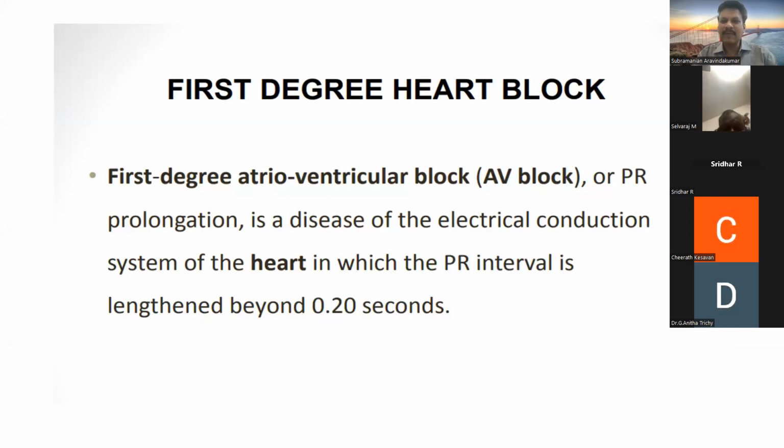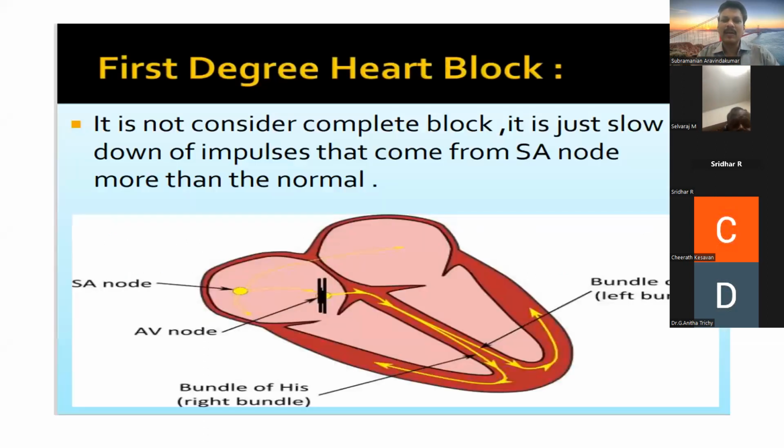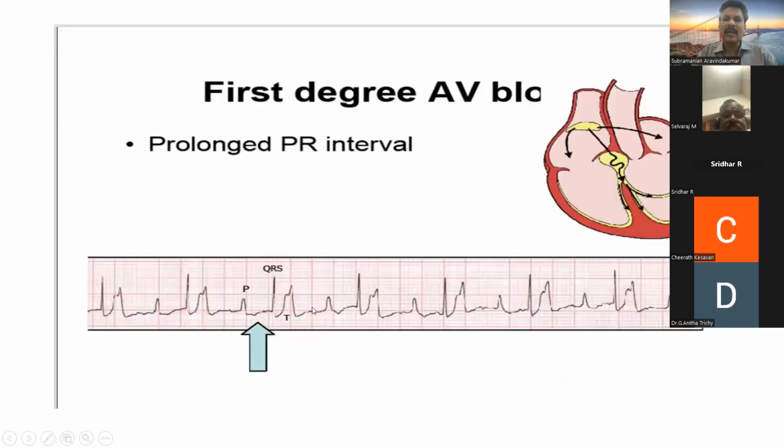First degree AV block, or PR interval prolongation, is primarily a disease of the AV node. It has nothing to do with the lower conduction system, the bundle of His. The PR interval is generally more than 5 small squares, or 0.2 seconds, or 200 milliseconds. Whenever you see more than 5 small squares, it is called first degree AV block. See here, the cartoon clearly shows the SA node is acting properly, but in the AV node there is a delay. This delay is seen in the ECG as a prolonged PR interval.